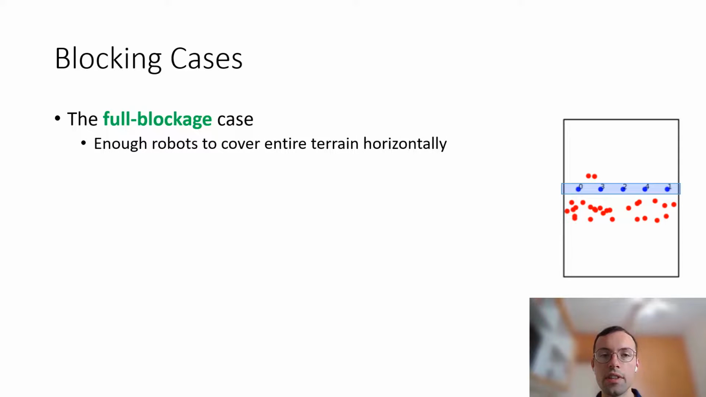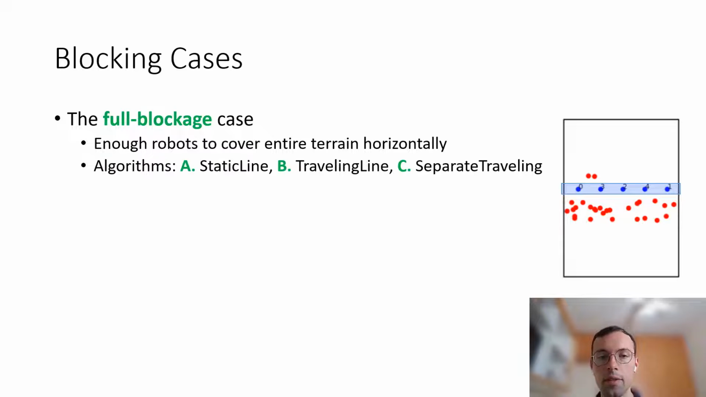We first separate the scenarios into two types, the full blockage case and the partial blockage case. In full blockage, there are enough robots to cover the range of the swarm agents and perform a full blocking line. If it holds, the problem is relaxed and turns out to be one-dimensional in some sense. For the full blockage case, we presented three algorithms: static line, traveling line, and a variant named separate traveling.